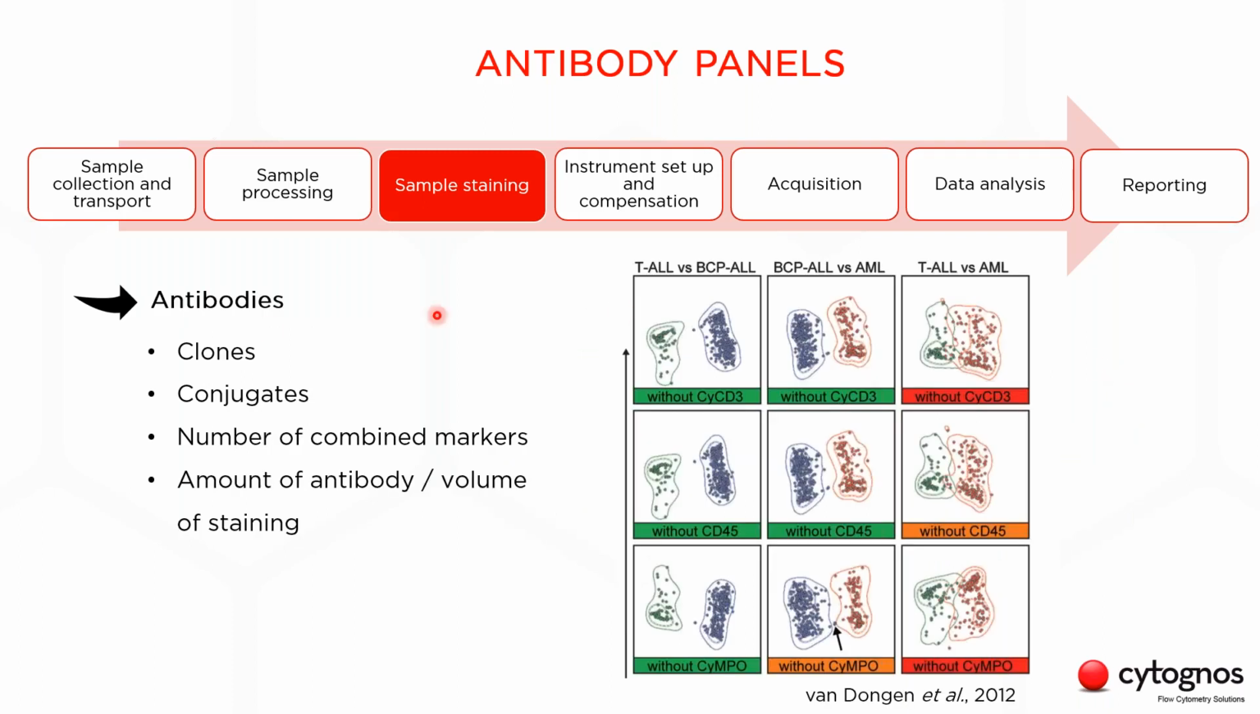Similarly, for selecting the markers, they looked at the antibody clones, what is the best conjugate, the number of combined markers in a single tube, and the amount of antibody and volume of staining. So they tested the performance of the marker combination together using software tools, and that's what we can see in these diagrams. So these are multidimensional plots showing cases of T-ALL in green, BCP-ALL in blue, and AML in red, stained with the EuroFlow acute leukemia screening panel. And in each plot, they left out one of the markers in order to study one by one its discrimination power on these three acute leukemia subtypes. So as you can see, this result indicates that each individual marker included in this panel is essential, as missing one of them, cytoplasmic CD3, CD45, or cytoplasmic myeloperoxidase, affects the identification of the different acute leukemia entities.